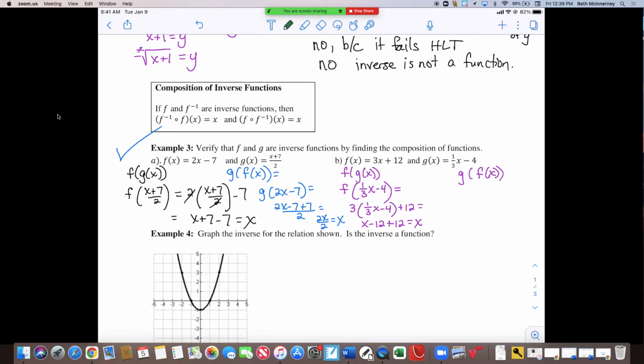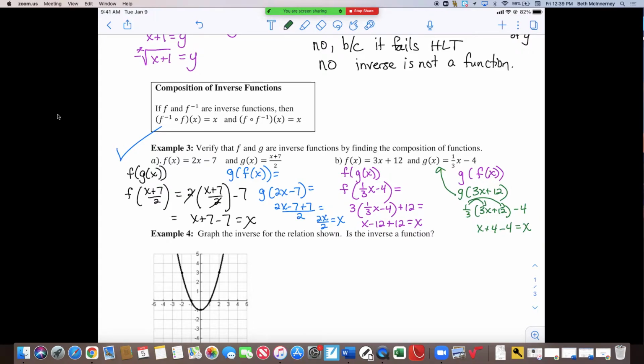Now I'm going to do the other side. G of f of x will be g of, and I put f of x in. That's 3x plus 12. Now I go to the g function, and it says take 1/3 times my input minus 4. So I get x plus 4 minus 4, which is x. I distribute that 1/3. 1/3 times 3x is x. 1/3 of 12 is 4.